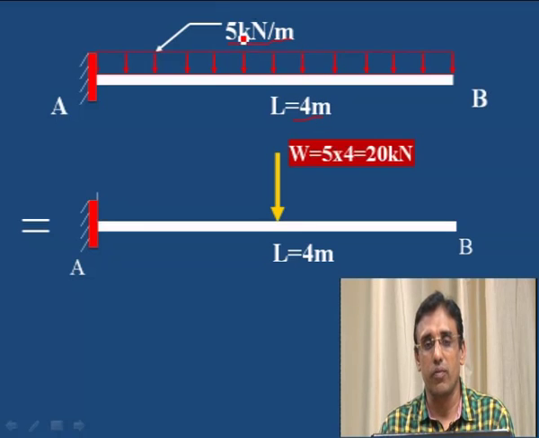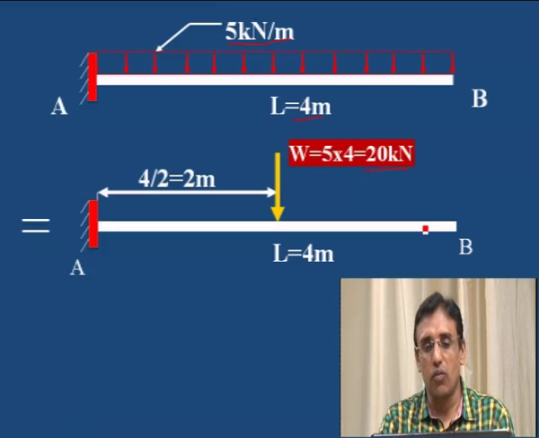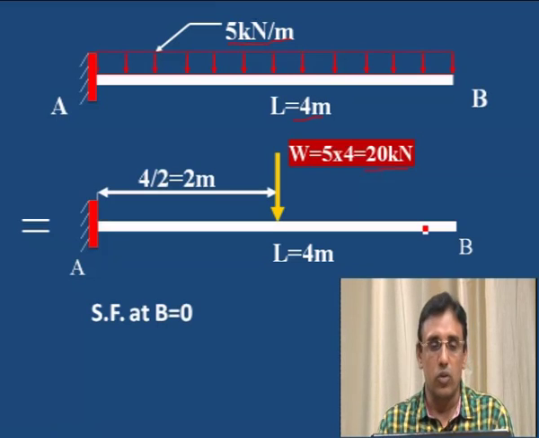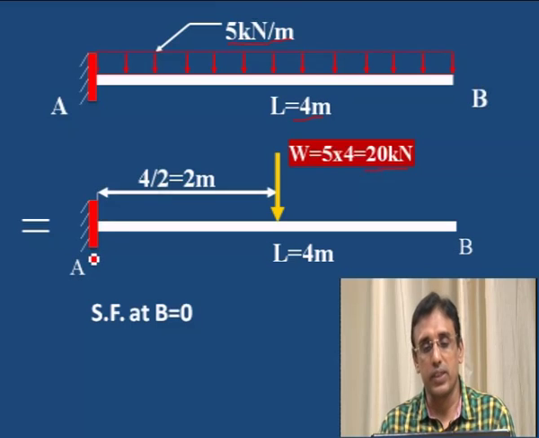For 4 meter, 5 into 4, it is 20 kilonewton, acting at a distance of half. That is, it exactly acts at the center. 4 meter means half is 2 meter, 2 meter from A or 2 meter from B. See, 4 divided by 2, it is 2 meter from the fixed end. Okay, whenever a UDL is given, its concentration will be at the center of its length, whatever the length.